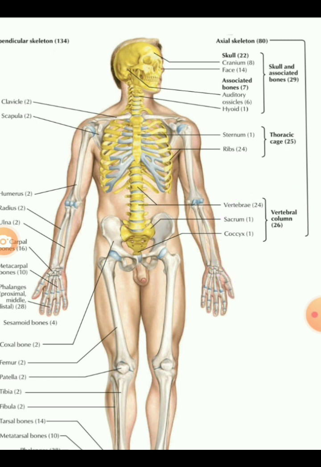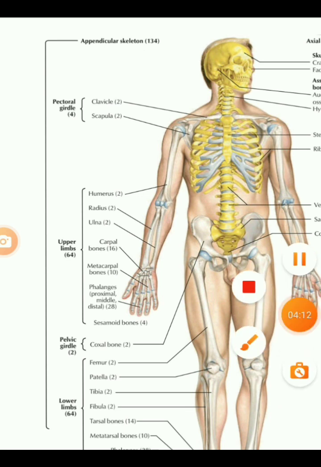So your skull is made up of 22. The associated bones with the skull are 7. Then your thoracic cage is 25. Then we have 26. The total summation of all of this is 80. So this is how your axial skeleton is made up, guys. 80 bones. Now we are going to calculate the appendicular skeleton bones.